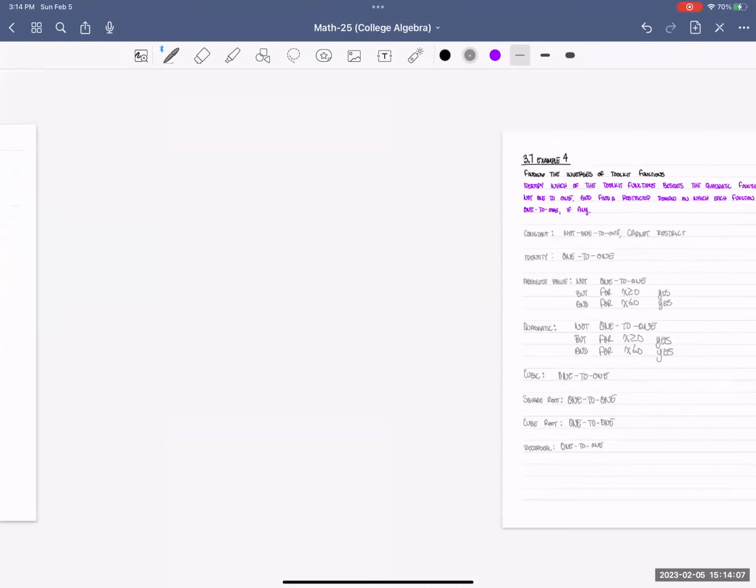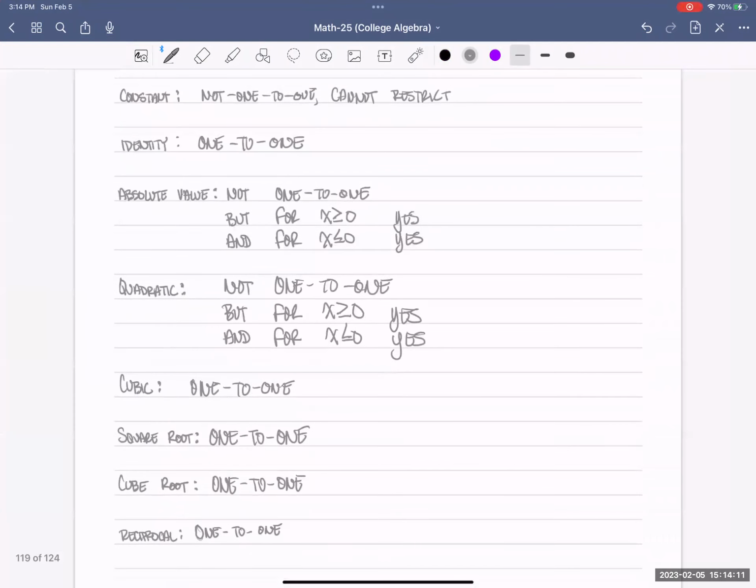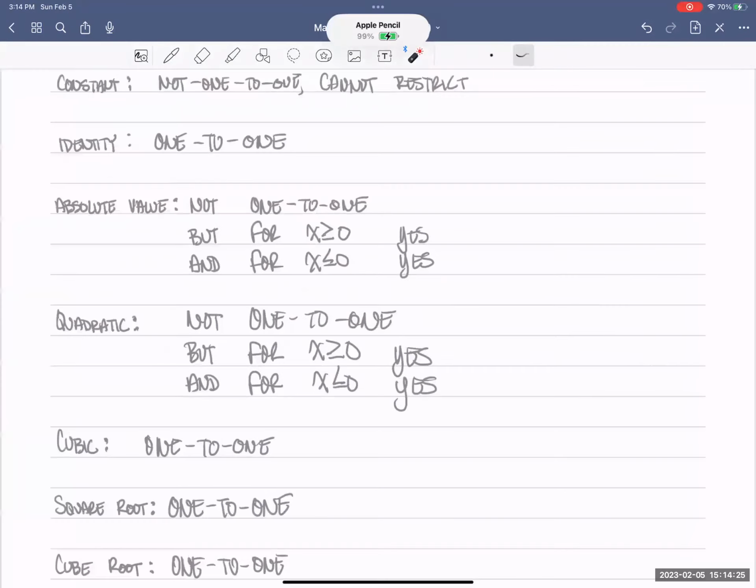And there we go. The only ones in question were the constant, the absolute value, and the quadratic functions. The absolute value and quadratic are the only two that are not one-to-one naturally, but we are able to restrict their domains to force them to be one-to-one.